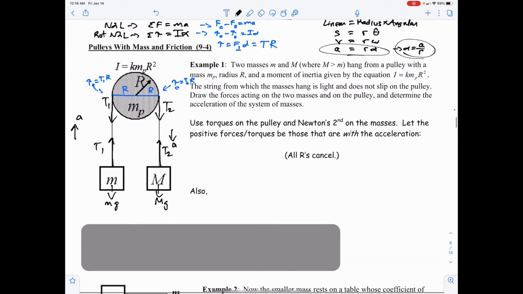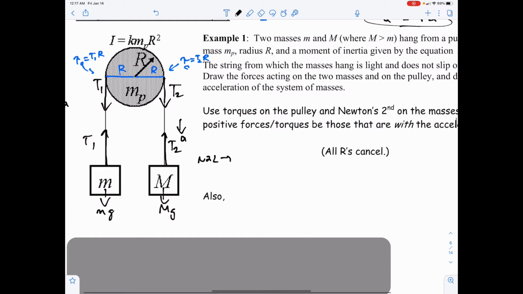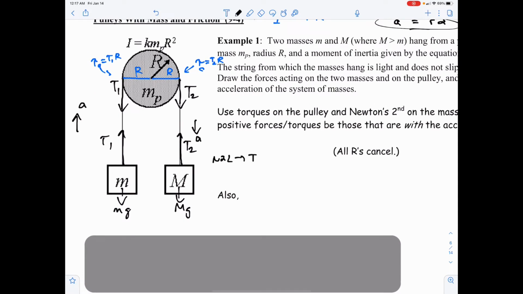Okay, so first, let's go Newton's second law for each mass. Okay, I'm going to start with little m. Little m is accelerating upward. So you've got T1 minus mg equals little ma.